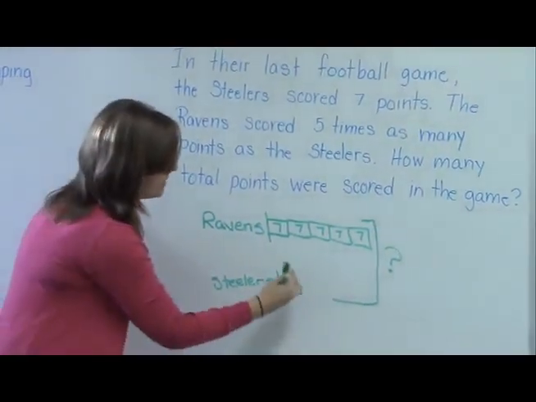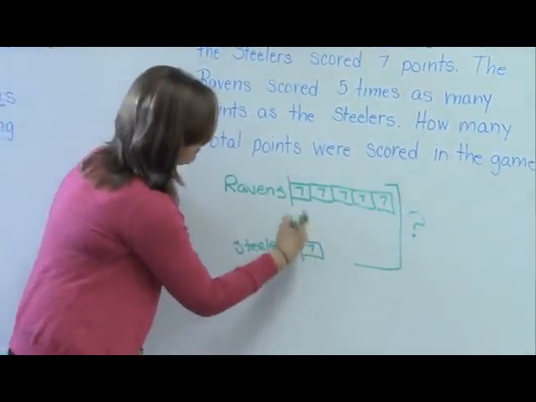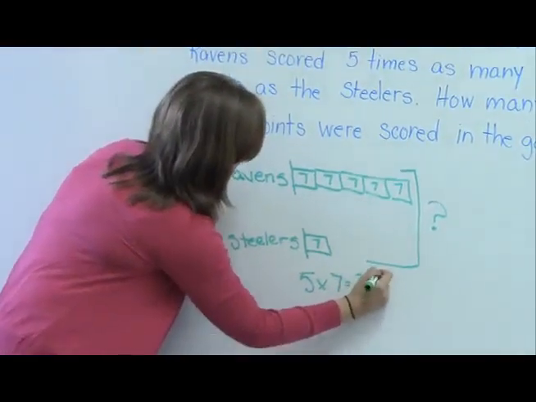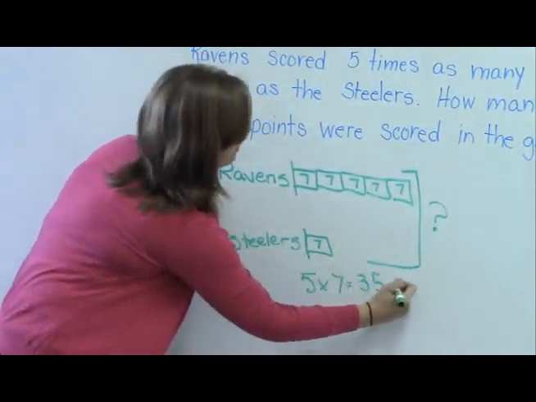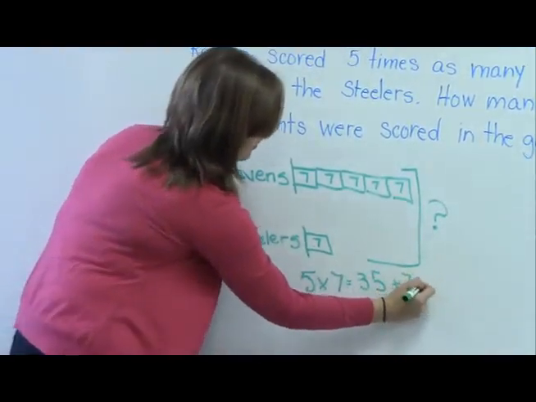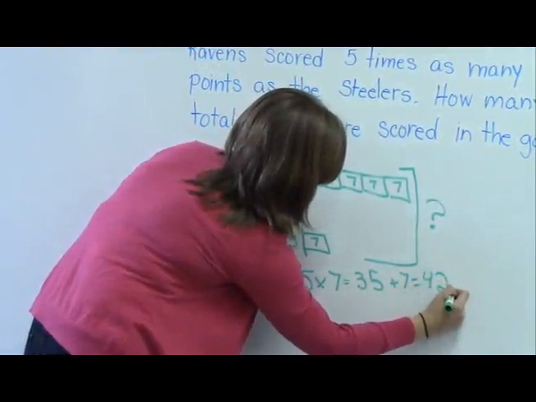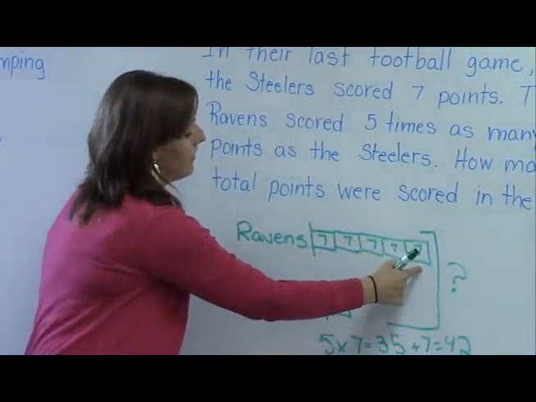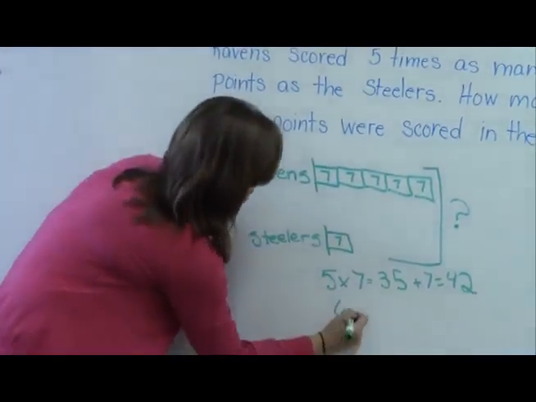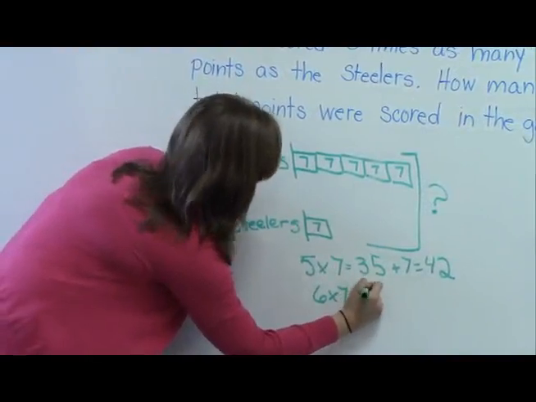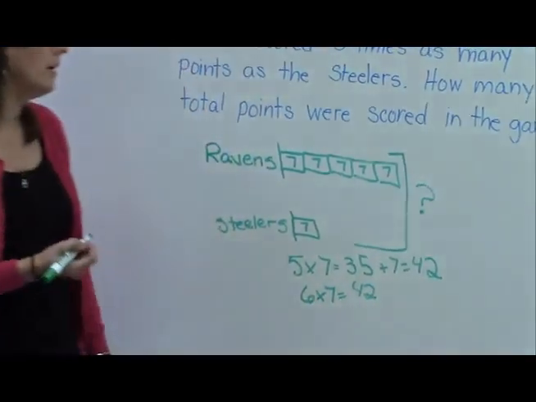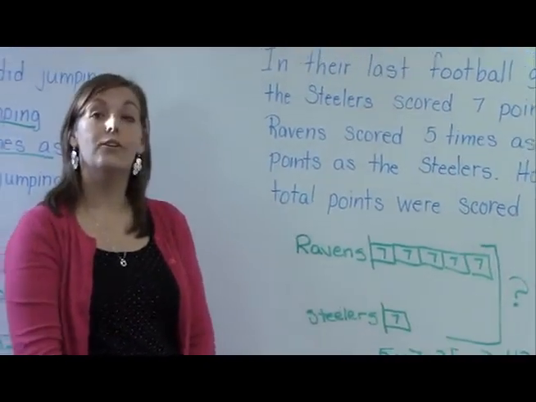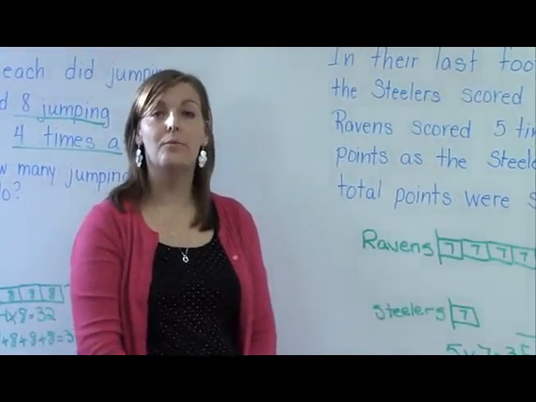So one way a student might solve it is they might figure out the Ravens amount, which is 5 times 7, which equals 35, plus the Steelers amount, so plus 7 more, would be 42. Another student might say, well, I see 5 7s for the Ravens, and 1 more would be 6 7s, which would equal 42. Either way, the total amount of points scored is 42. And that's how you use the bar model to solve multiplicative comparison problems.